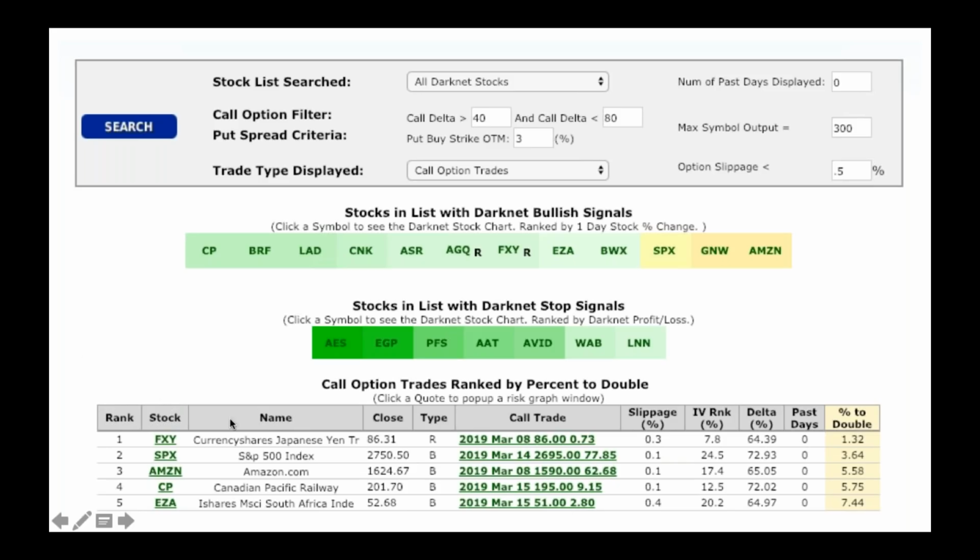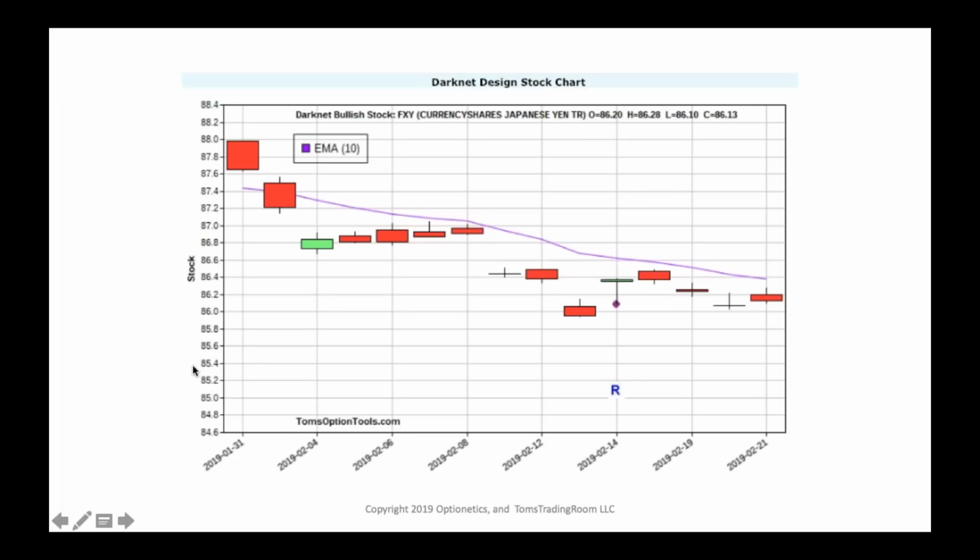So FXY, remember, we're looking at $86.31. All right, look where it is. And here's your buy right here. So this was a rebuy. And we're pretty much just at where we were at that time.